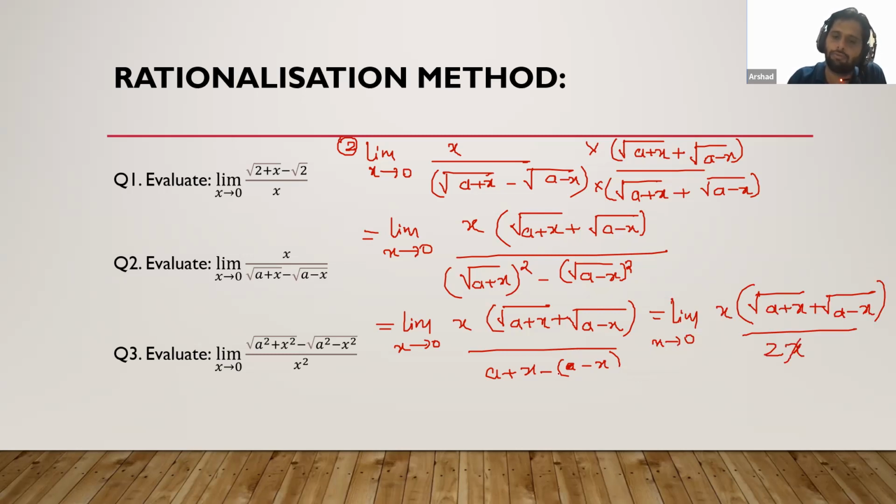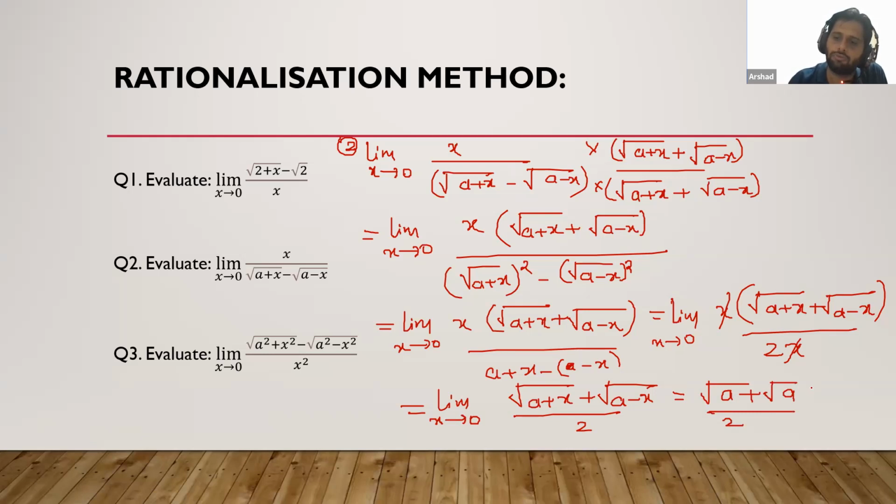Okay, a will get cancelled out. If I open this bracket, a will get cancelled out and x will get added with x. We will get 2x. So finally, we get limit x tends to 0, and here you have under root of a plus x plus under root of a minus x, by 2. Now put x equal to 0. So you will get root a plus root a by 2. So this is equal to 2 root a by 2. This is equal to root a.